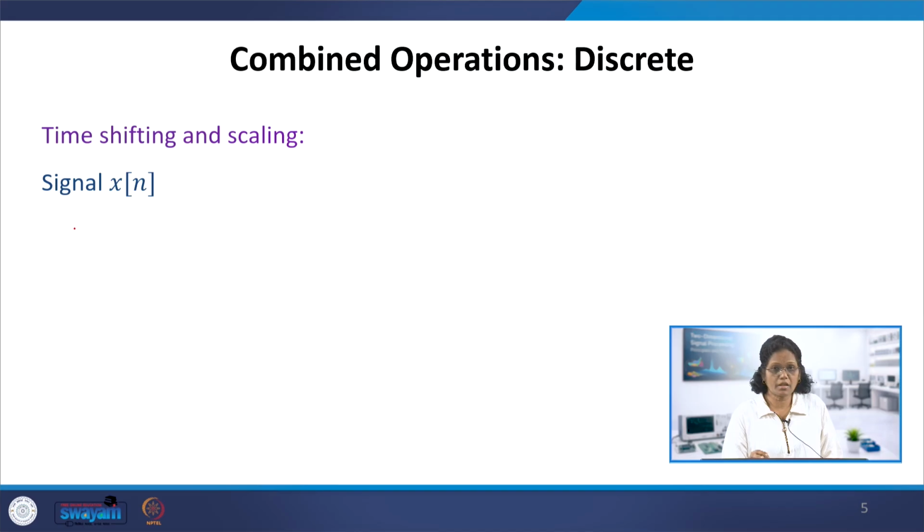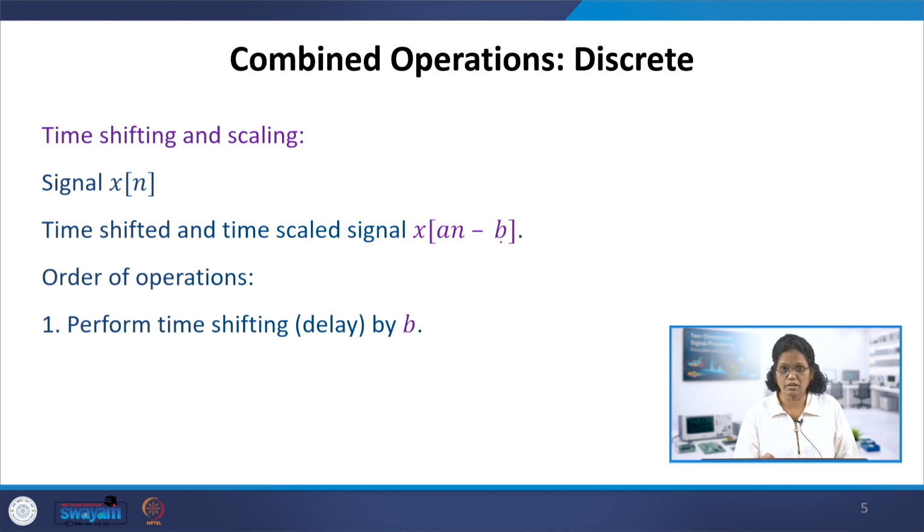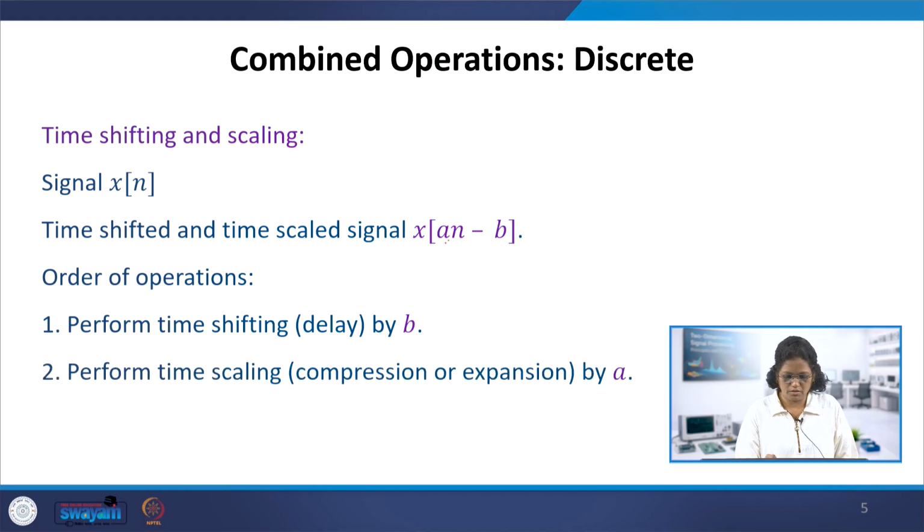If we take the same operation in the discrete case, for the discrete signal x of n, time shifting and scaling need to be combined. Similar to the continuous case, the same argument holds for discrete: x of a n minus b. In order of reference, first delay x of n by b, whatever delay was given for that particular signal, and then do the scaling, which is compression or dilation, that is a here. That is the second part of this combined operation.